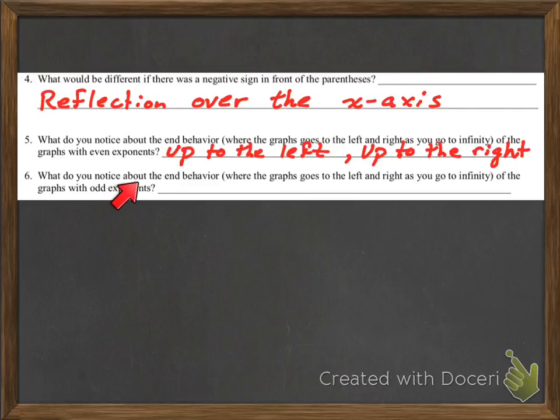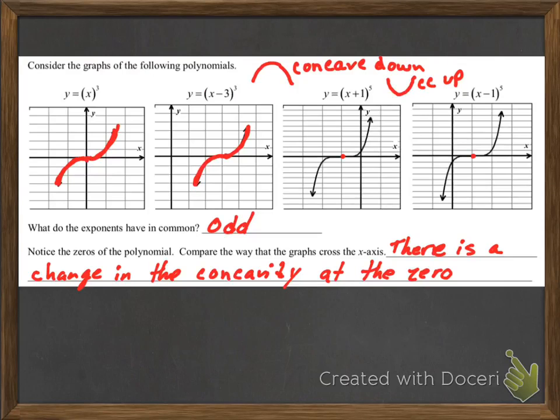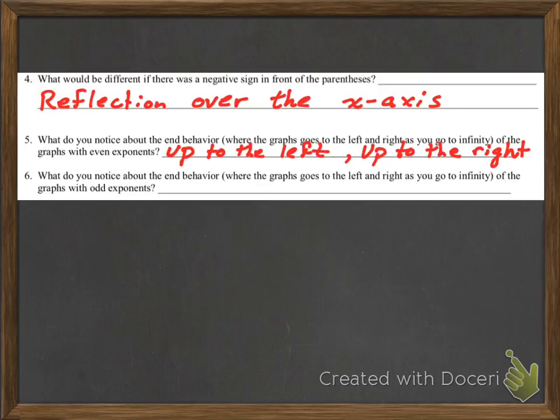All right, so now let's look at the end behavior of the graphs with the odd exponents. All right, so here we had odd exponents. We have a third power, we have a fifth power. As you move to the left, the graph is going down forever. And as you move to the right, your graph is going up. And that happens on all of these. Down to the left, up to the right. Okay. So that's what we can fill in right here.